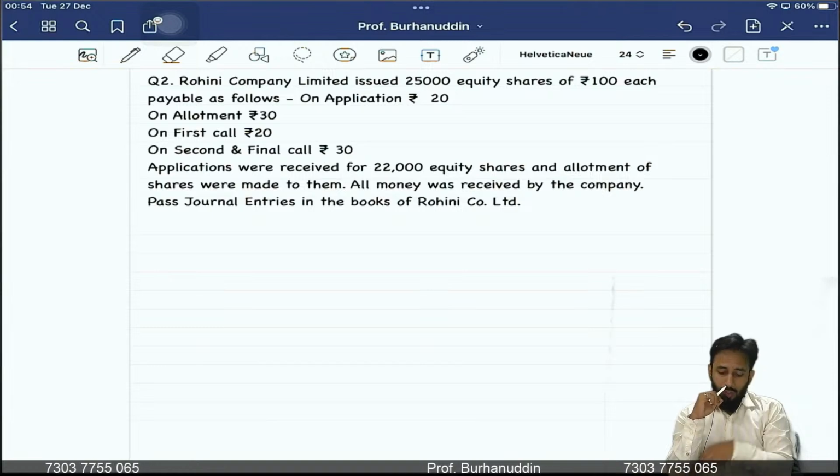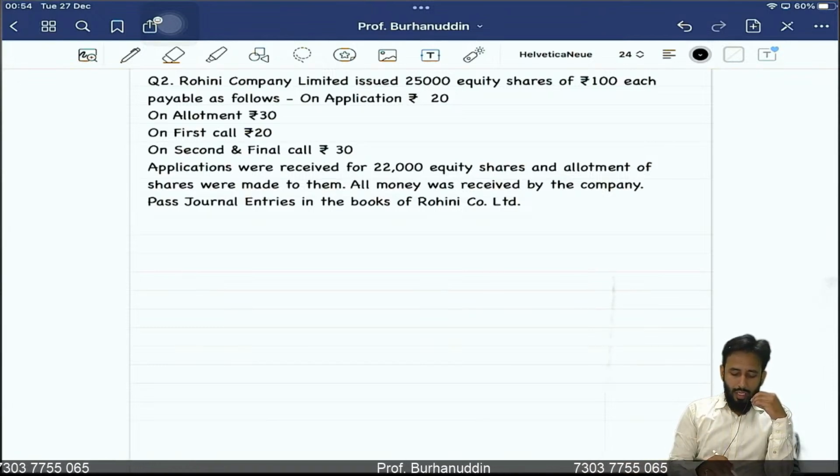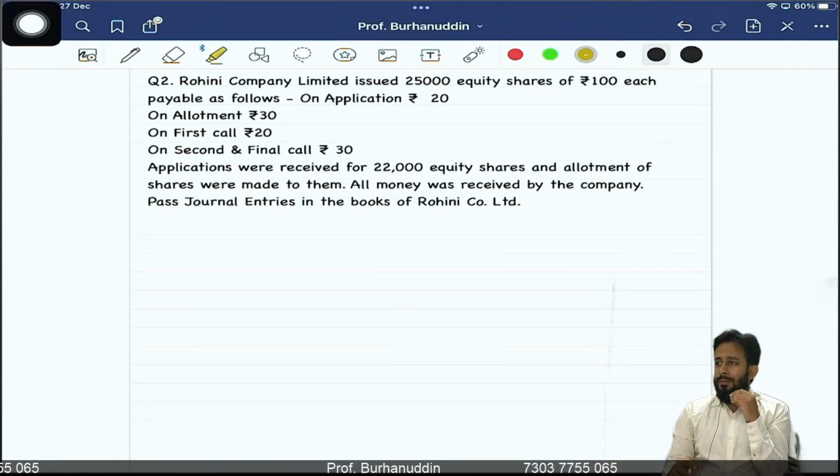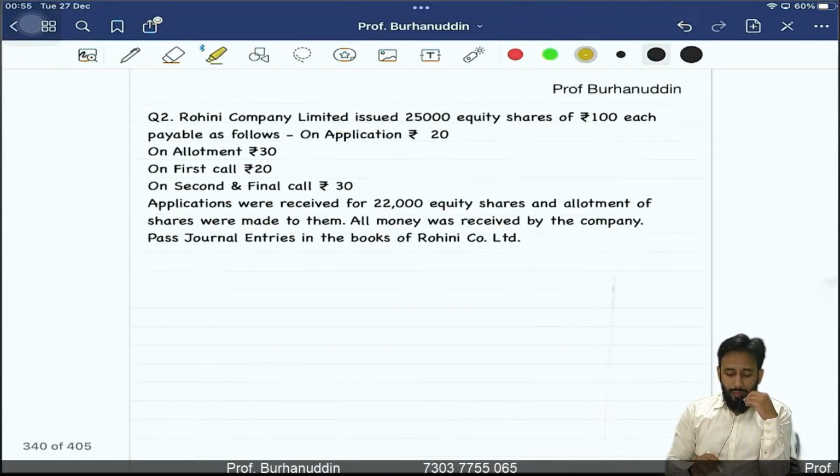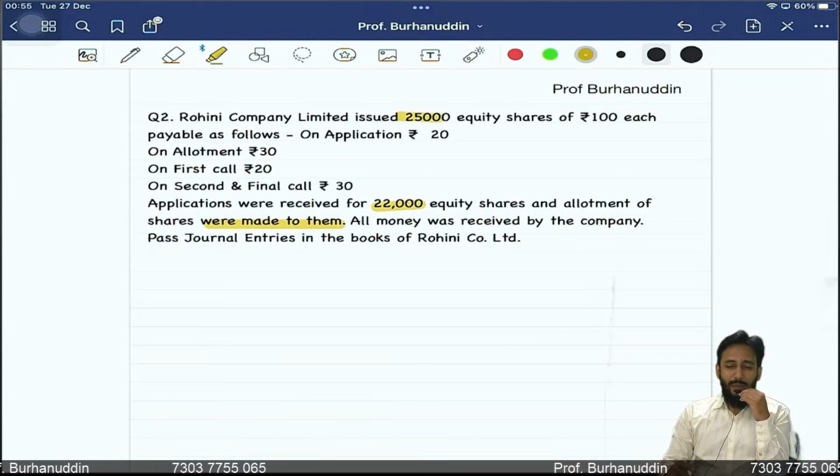Applications were received for 22,000 shares. Here we want to issue 25,000 shares, but we are able to get only 22,000 on board. That's okay, we'll start a company with 22,000 shares, and the allotment was made to them. Common sense: I have only 22,000 applications for 25,000 shares, so I'll issue each and every share to each and every applicant. The money was received by the company, and you have to pass the journal entries in the books of the company.